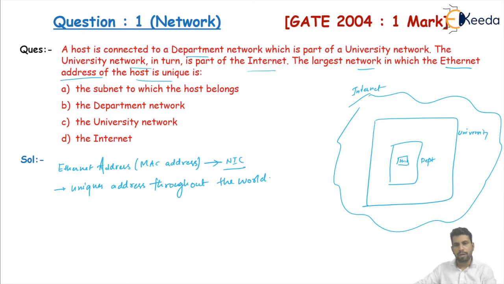You may be part of a small personal area network, a local area network, a metropolitan area network, a wide area network, or part of the internet. This address is still unique. If we move a device from one network to another, the MAC address is the same. Even if you go from this university to another university, your MAC address is the same, because it is a unique address.